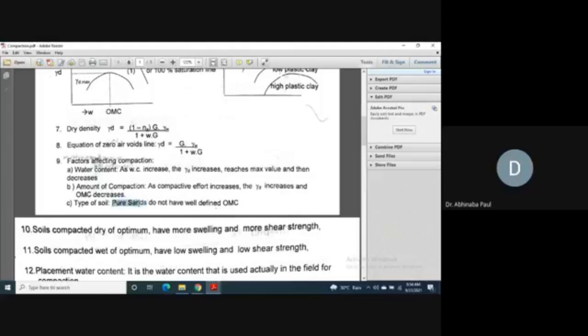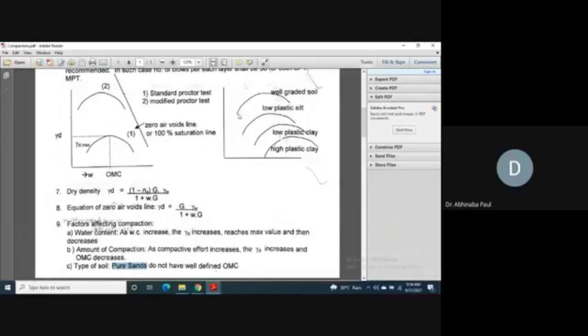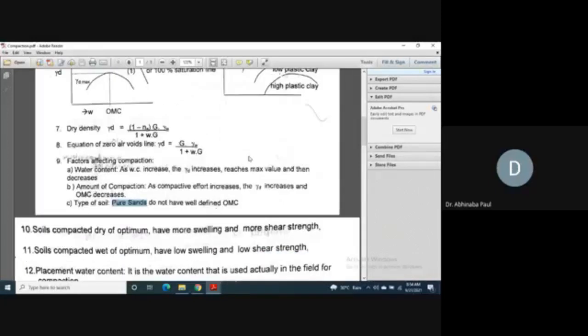So here is the example: pure sand. If we take pure sand, then we cannot have a graph like this, where it first increases and then decreases. So no, we cannot get that.